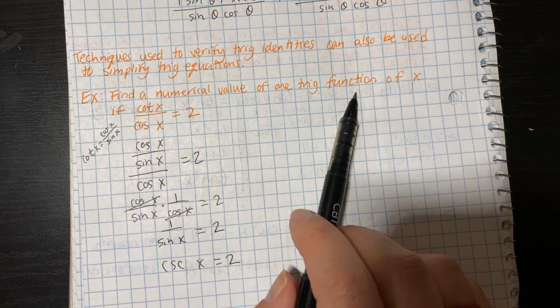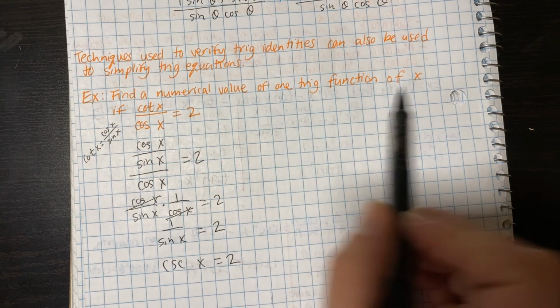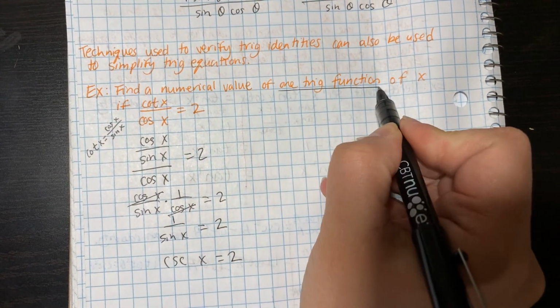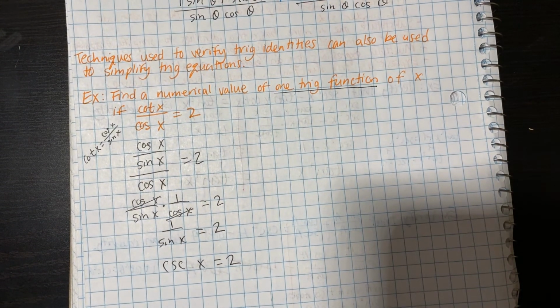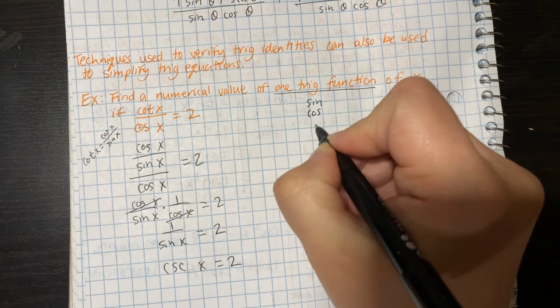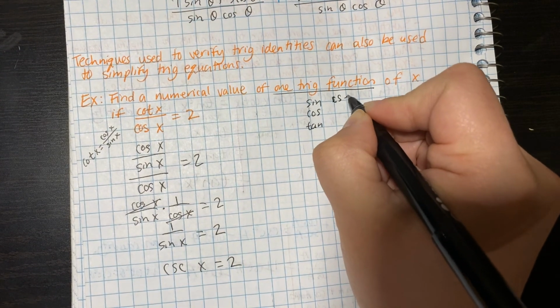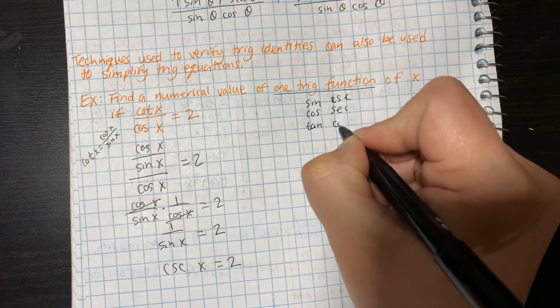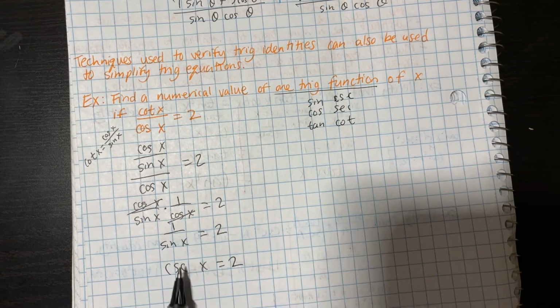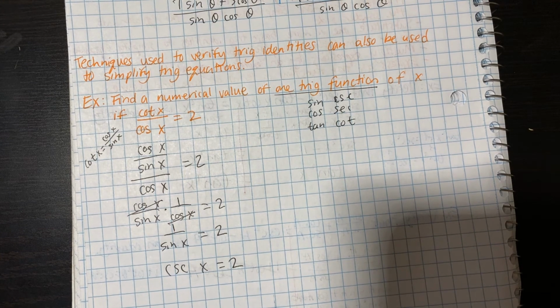I did not explain that well at the beginning. So find a numerical value of one trig function. When it says one trig function, we are looking at sine, cosine, here I'll write them down, sine, cosine, tangent, cosecant, secant, cotangent. So your goal at the end is to get one of those equal to a number, which is what we did.